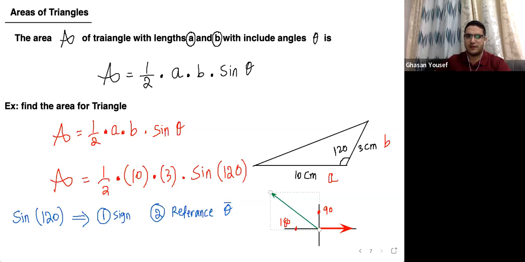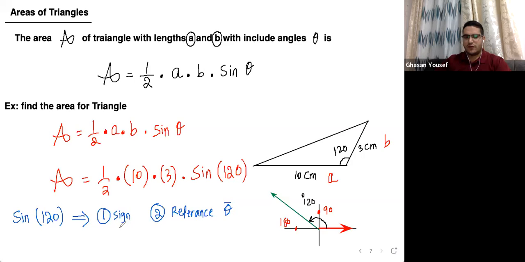This is my angle. So this is my angle. Clear? This angle, it is 120 degrees. Correct, 120 degrees.